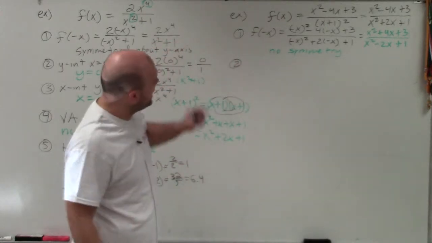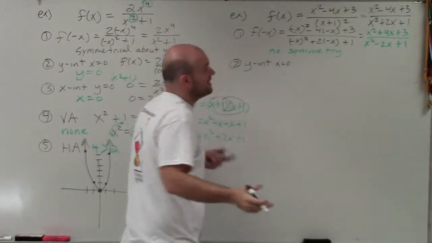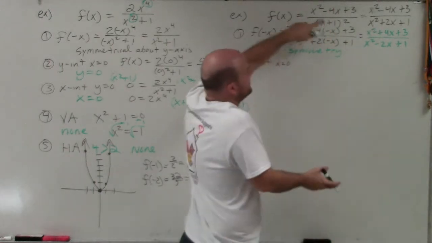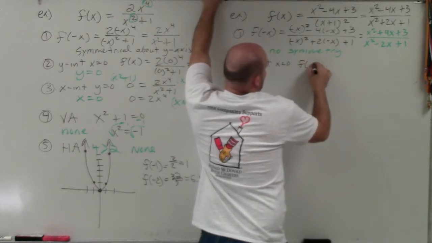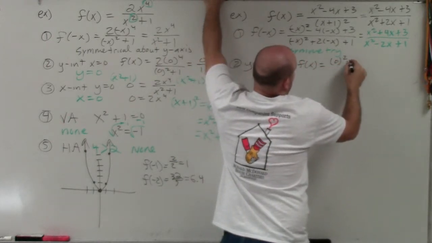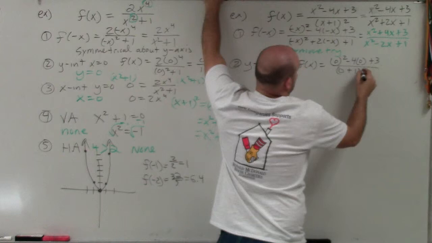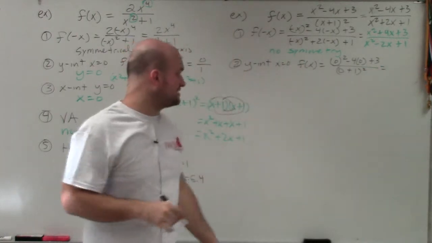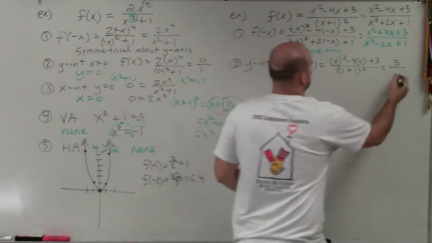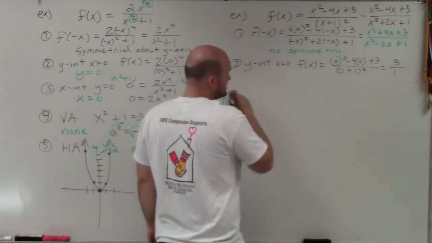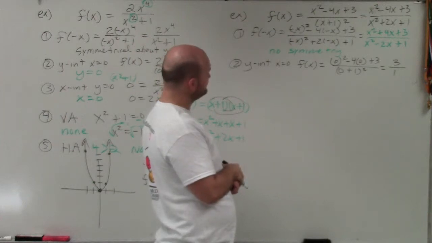OK. So now the next thing is to determine the y-intercept. Remember, x equals 0. Now, again, you could use either one of these values. It doesn't really matter. I'm going to use this one because it's simplified, or condensed. So I have f of 0 equals 0 squared minus 4 times 0 plus 3 all over 0 plus 1 squared. Well, 0 squared is 0. Minus 4 times 0 is 0. So I have plus 3 divided by 1 squared. So therefore, I have my y-intercept. The y-intercept is at 3.